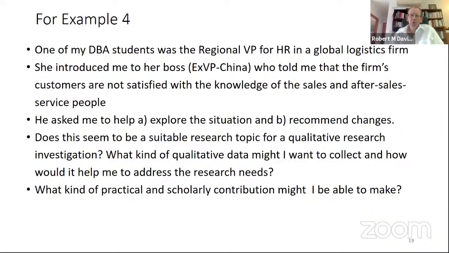Now, exploring a situation could be a case study. Recommending changes is not a case study. That has to be action research. Or maybe consulting. So I'm going to need to interview people. Probably quite a lot of people. Because I don't really know why there is a problem.